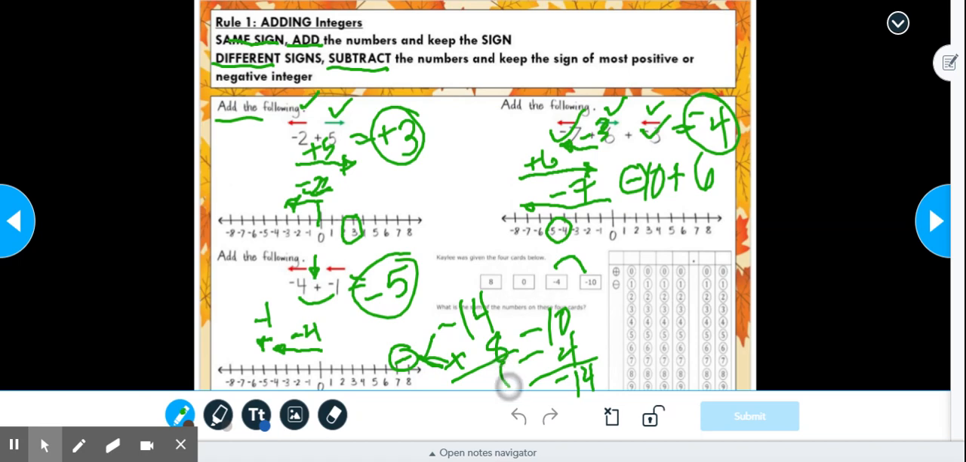14 minus 8 is going to give us 6. We have more negatives, so our answer is negative 6. And we bubble this in and make sure we're going to bubble in negative 6 on the left-hand side.